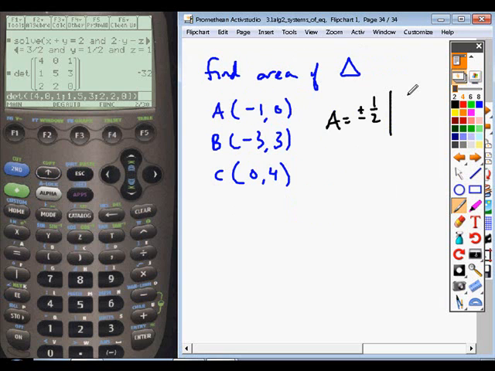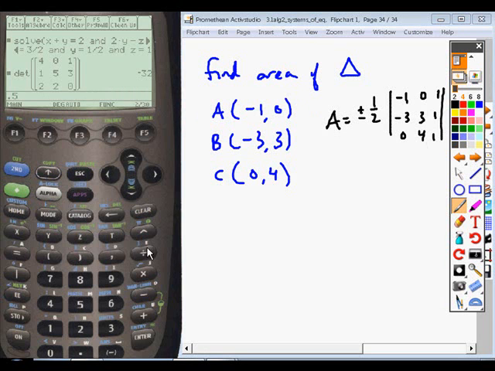All right, so the calculation for this is plus or minus 1/2, and then the determinant of these points set up in their own rows, and then the last column is going to be all what? Ones.